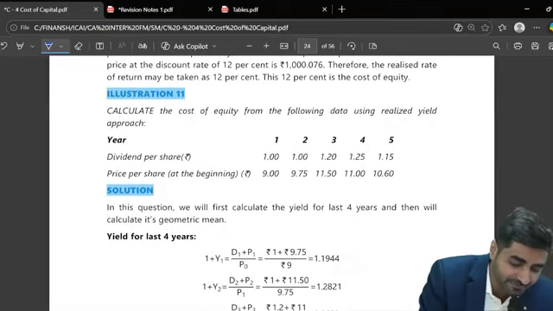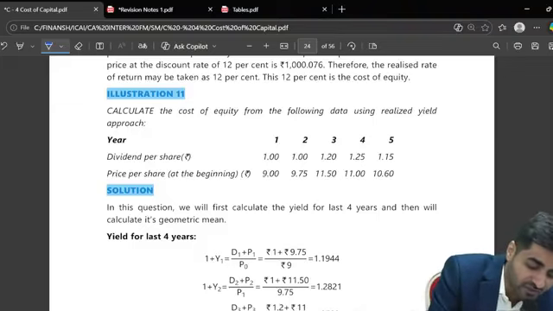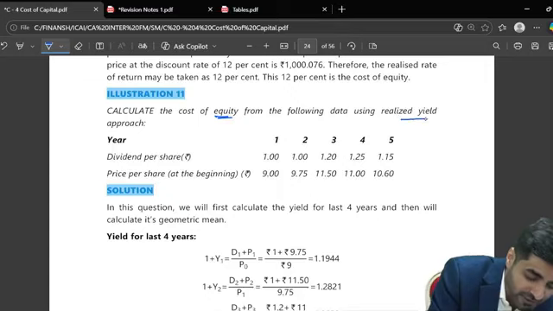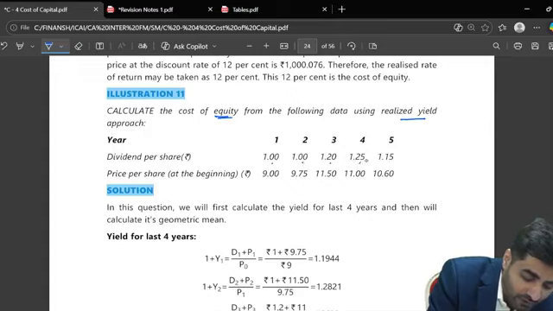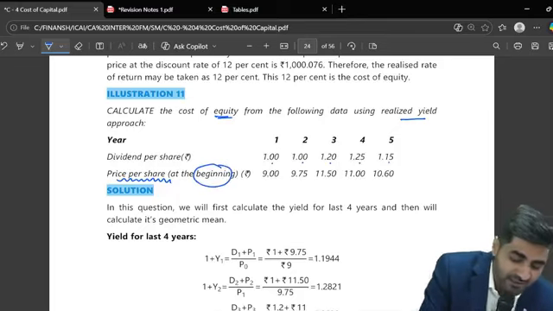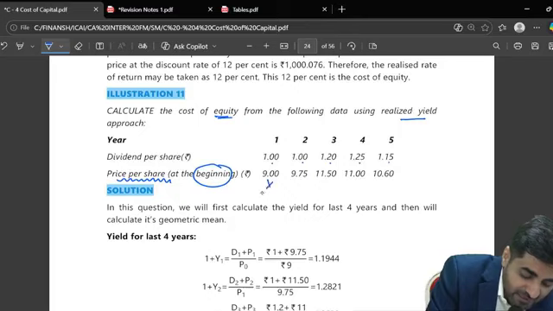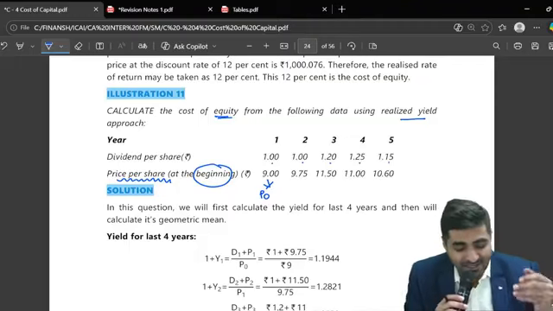Now, let's do question number 11. Okay? Are you guys ready? Now, what is given to you? Calculate the cost of equity from the following data using the realized yield approach. So your, my dear students, they have told you years 1, 2, 3, 4, 5, and you also have 1 rupee, 1 rupee, 1.2, 1.25, 1.15. Now in this particular case, they have told you, see, if you read this, price per share at beginning. Now how do you interpret this? Can I say this 9 is nothing but P0? At the beginning of year 1 is nothing but P0.